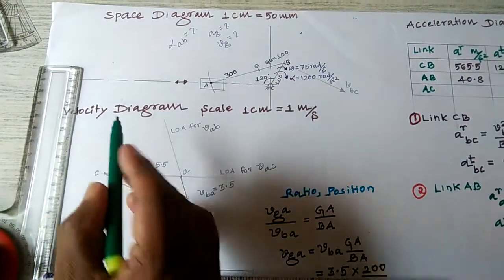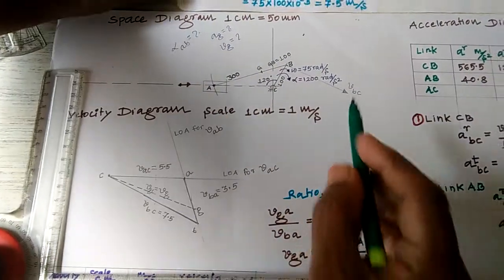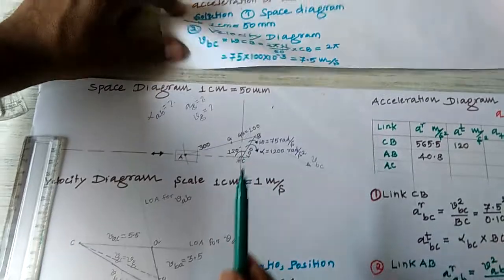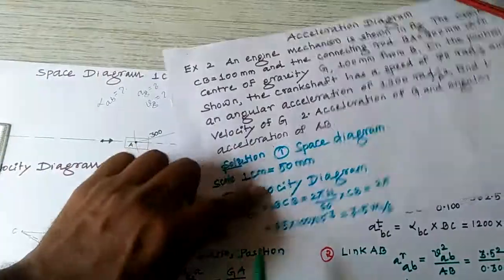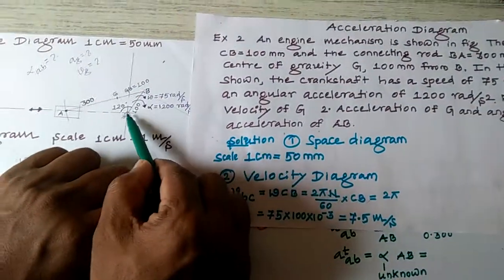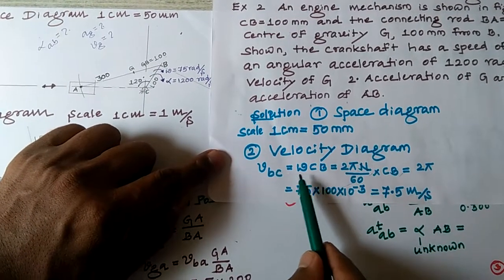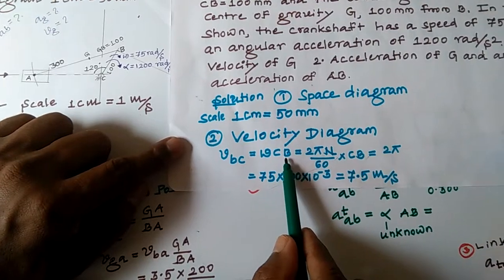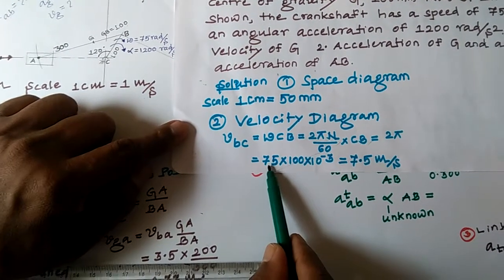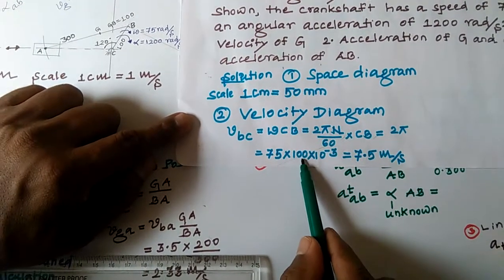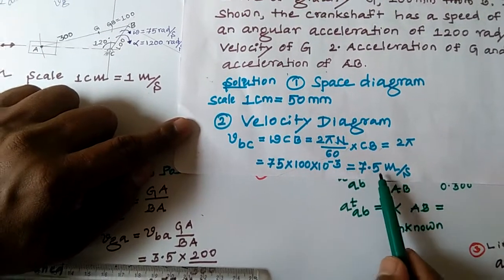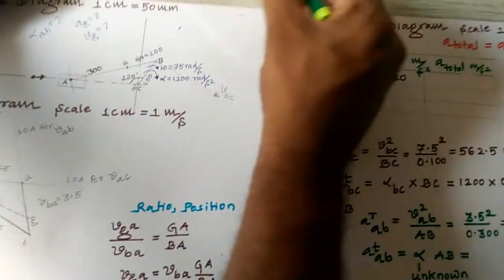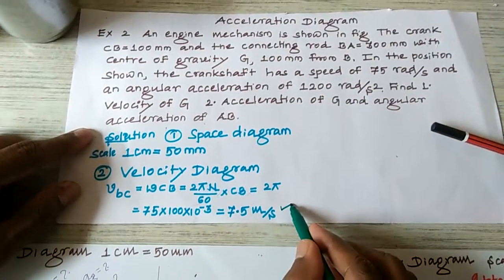First, I will go for the velocity diagram. Before the velocity diagram, you need the magnitude for the vector diagram. For that, you have to go for the velocity of B with respect to C. That is already given, you have to find it because they are given omega. Then CB distance is already known. Then you have to put omega is 75, it is given. CB is 100 mm, you have to convert in the meter. It comes as 7.5 meter per second.